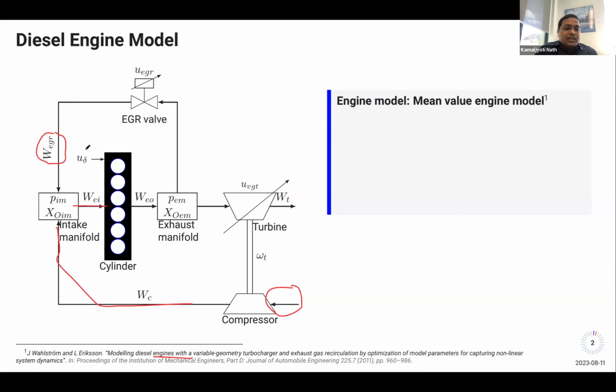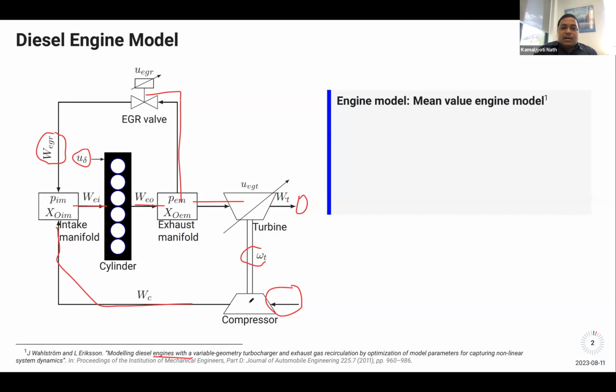In the cylinder, the fuel is added. This is the fuel, and then it goes to the exhaust manifold. From the exhaust manifold, it is again recirculated back. So that's the EGR flow. And then it goes to the turbine, and from the turbine it goes to the outside of the engine. And this is where the turbine speed is. Then it rotates the compressor.